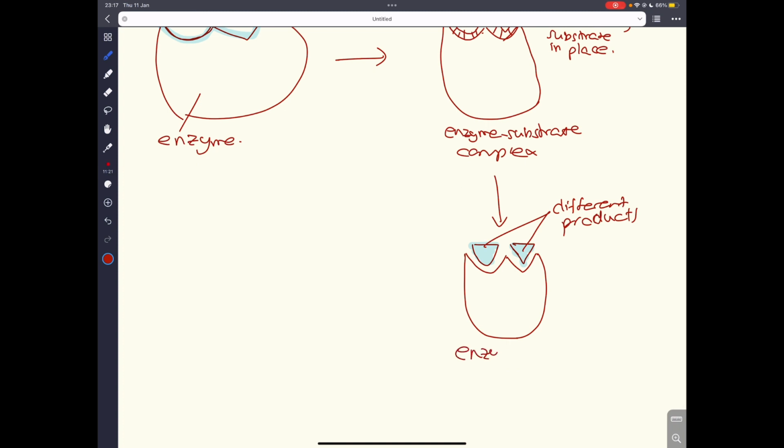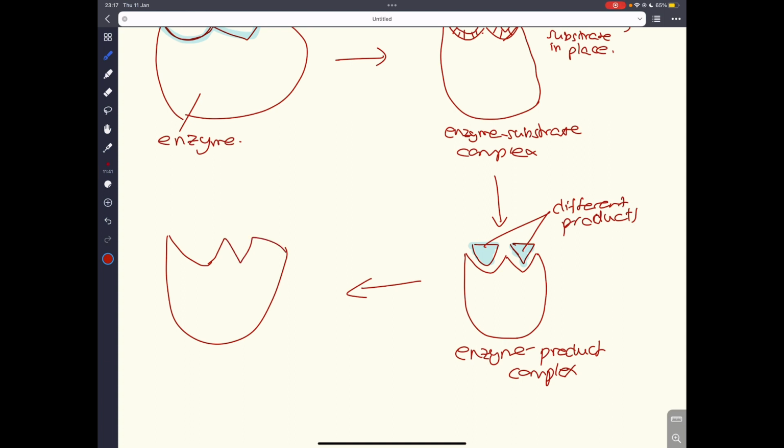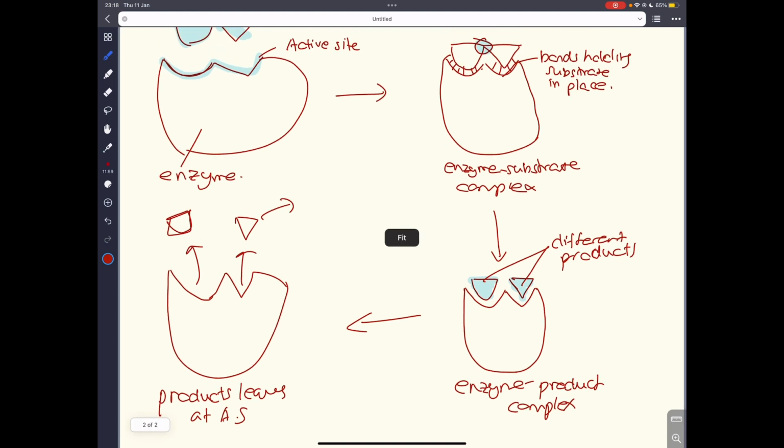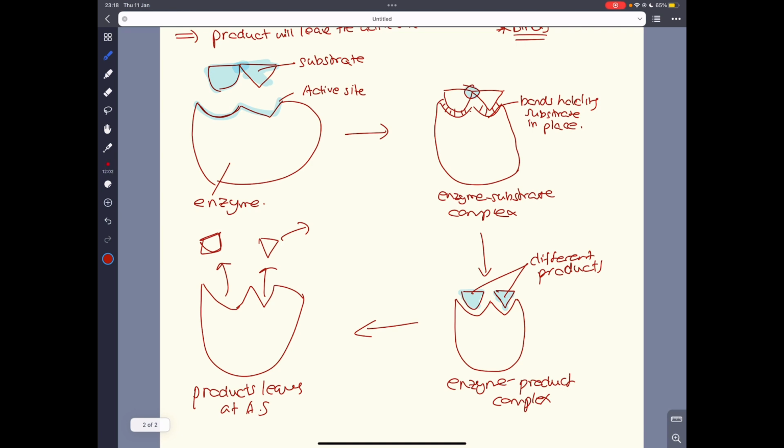Now this is called the enzyme product complex, because the products have formed, but they haven't left the active site of the enzyme. Only then will the bonds be broken between the products and the enzyme. Only then will the products leave. So the products will leave from the active site. So basically this is the whole process that you have to understand.